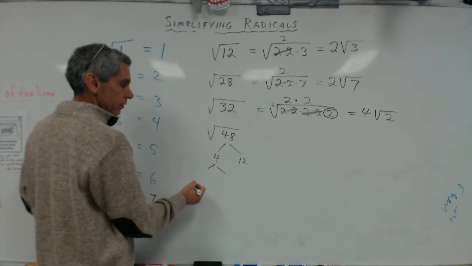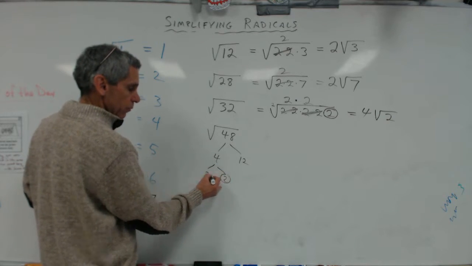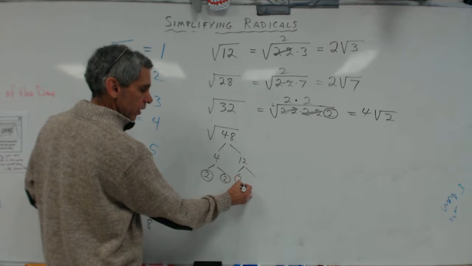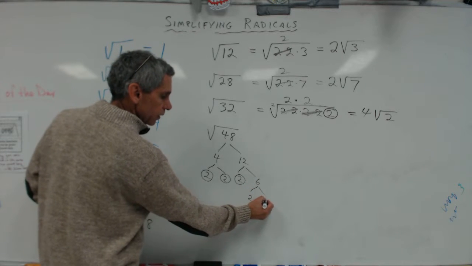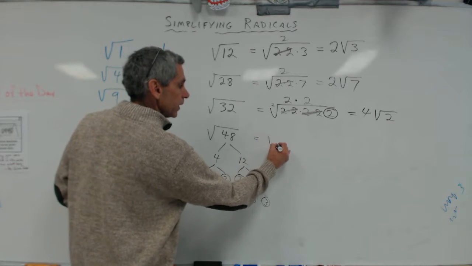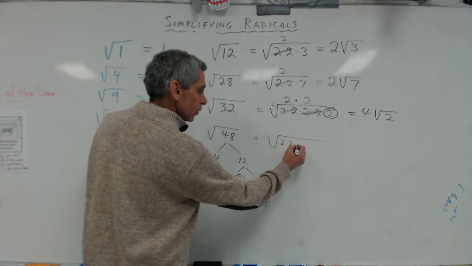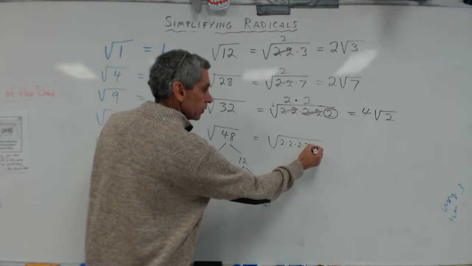As long as they multiply. So 4 is 2 times 2. There's my prime numbers there. 12 is 2 times 6, there's a prime number and a 6. And then 6 is 2 times 3. Okay, so there's my prime numbers. So I know the square root of 48 is 2 times 2 times 2 times 2 times 3.